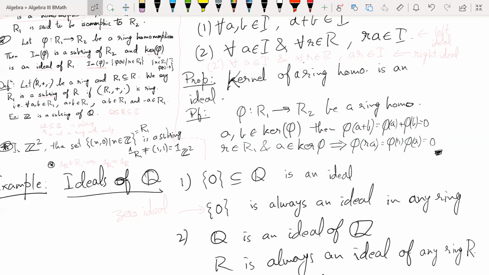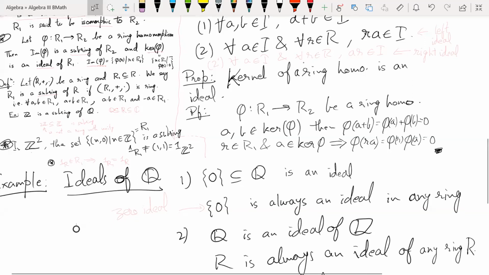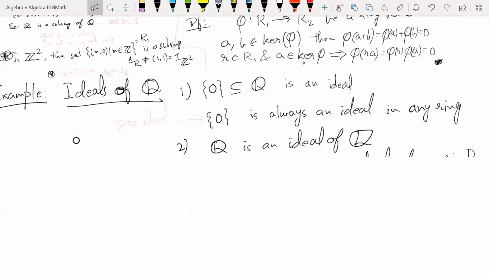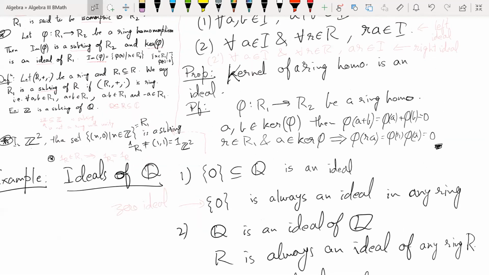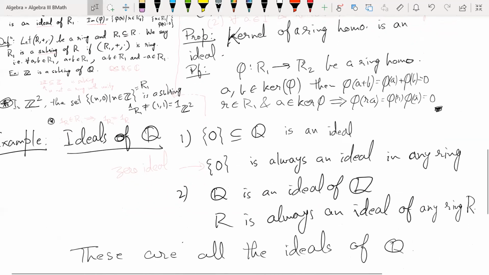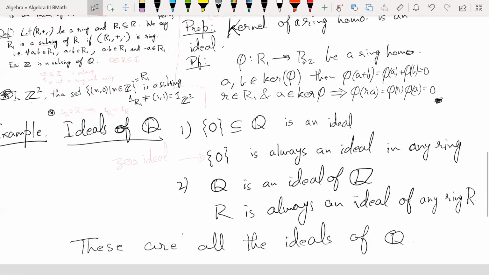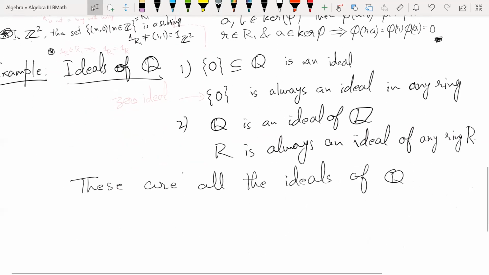But the good thing about Q is there are no other ideals. So why is that? These are all the ideals of Q.